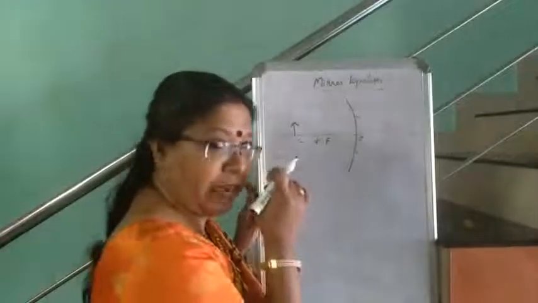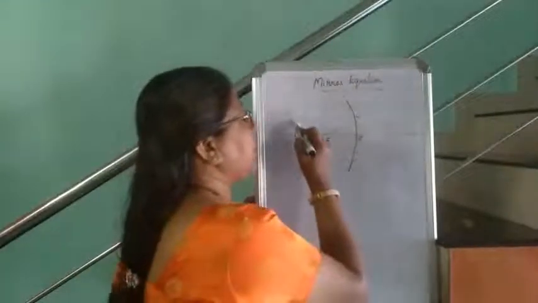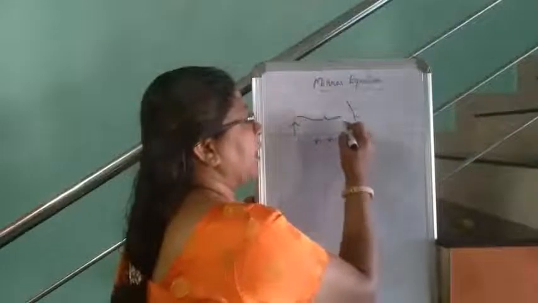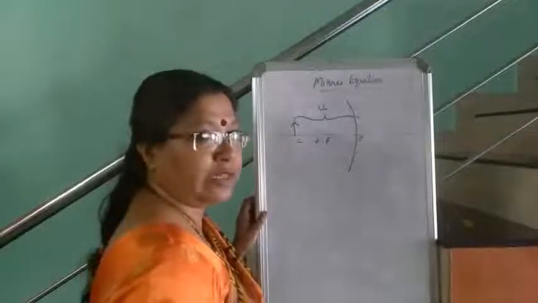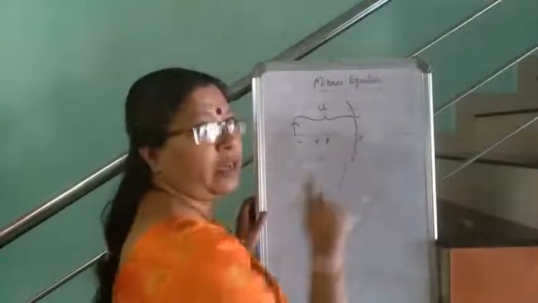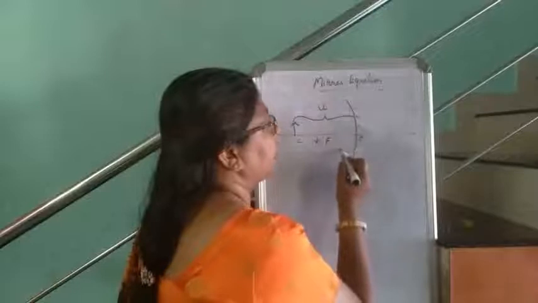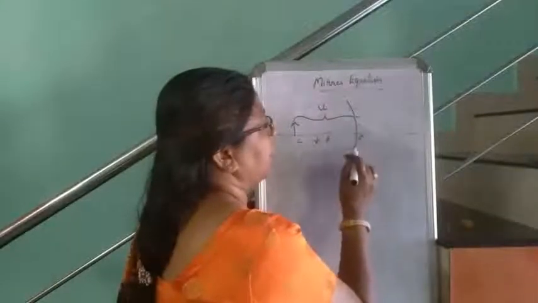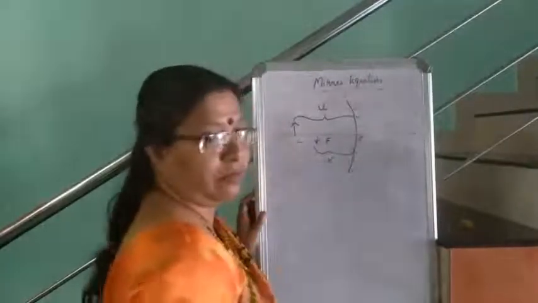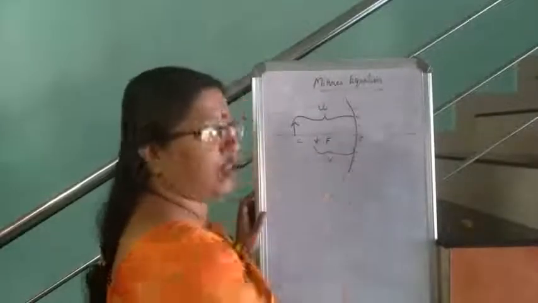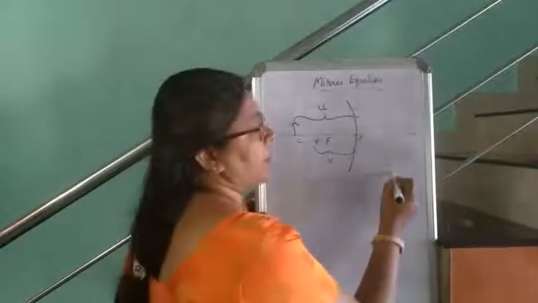Before studying the mirror equation, we have to be familiar with certain terms. First, the distance from the object to the mirror is considered as U. Next, the distance from the mirror to the image is known as V. And the distance between F and P is termed the focal length F.